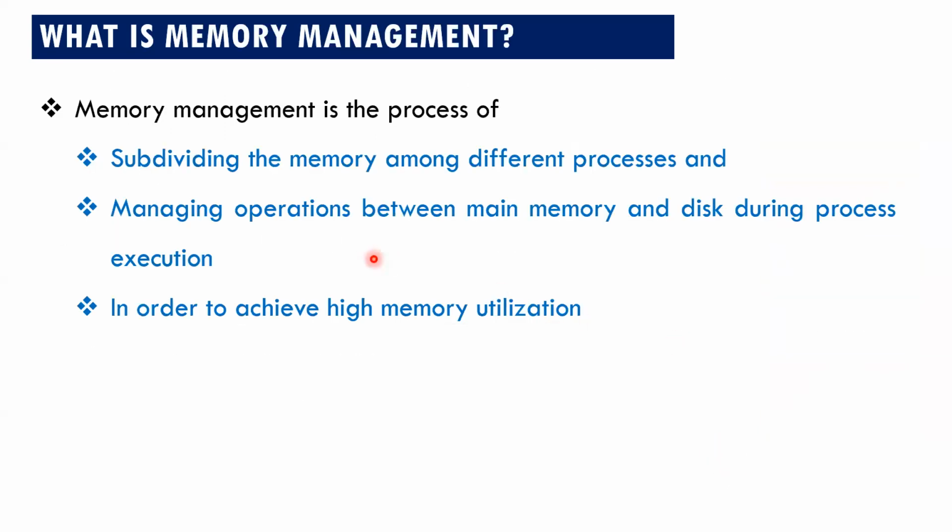Now let us see what is memory management. So memory management is the process of subdividing the memory among different processes and managing the operations between main memory and disk during the process execution in order to achieve high memory utilization. Just now we have seen that whatever the processes that are currently running or whatever the programs that are currently running will be loaded into the main memory.